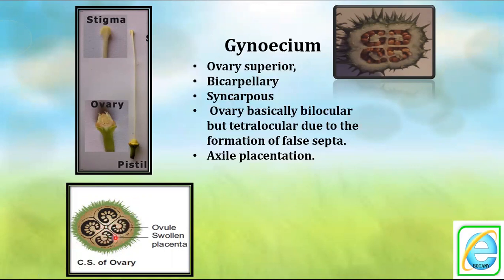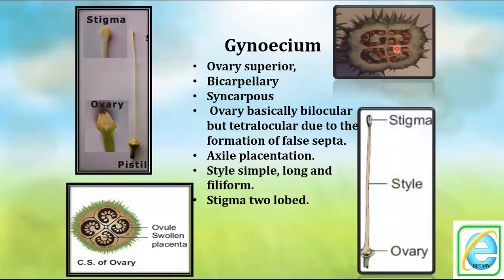This is the diagrammatic presentation, and this is the actual section of a fruit. Here we can easily observe the four locules, and this is the false septa. After maturity, the fruit dehisces with the help of these four septa. The style is completely simple, thread-like, which we call filiform, long, and the stigma is bifid or capitate type, and the ovary is a superior ovary.